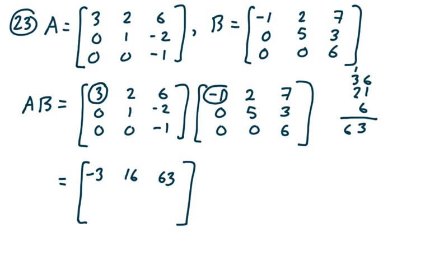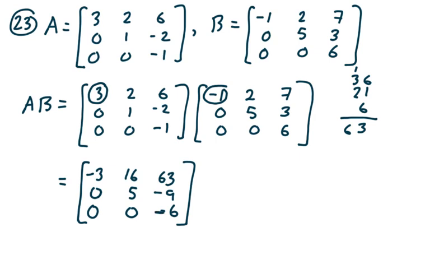Then go to the second row. The first entry should be a 0. The second entry should be a 5. The third entry should be 3 minus 12, negative 9. And the nice part about AB, because A is an upper triangular matrix and B is an upper triangular matrix, is that all the entries below the main diagonal have to be 0. And then the very last entry should be negative 6.